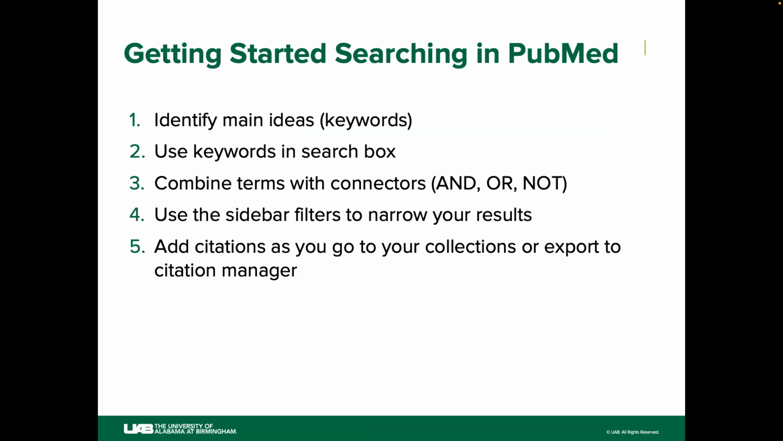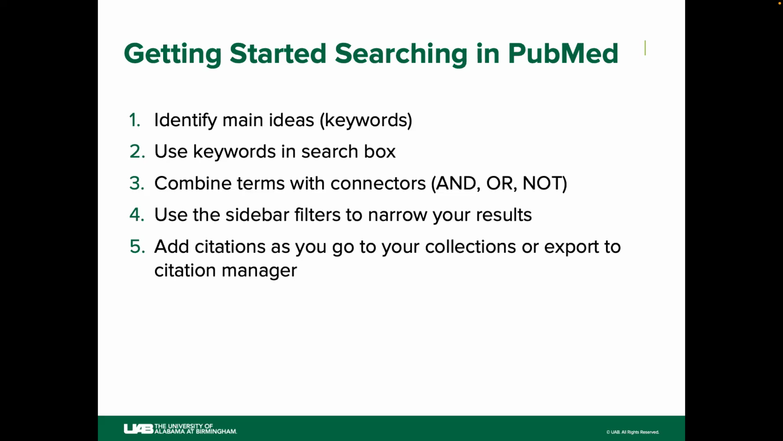So next we're going to talk about how to build a search. Oh, great, I have PubMed. It should say CINAHL. But we're going to talk about how to build a search in CINAHL. So the first thing you should do is identify what your main ideas are. Whatever your topic is, figure out what are the most important concepts that you want to make sure any article you retrieve has information on.